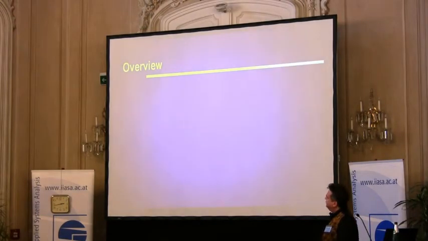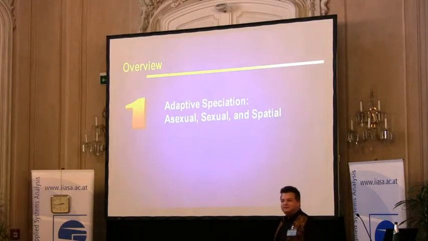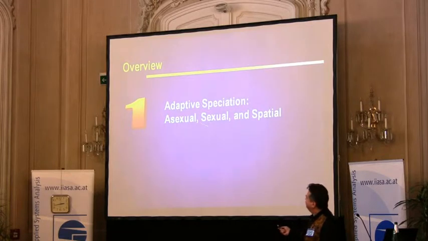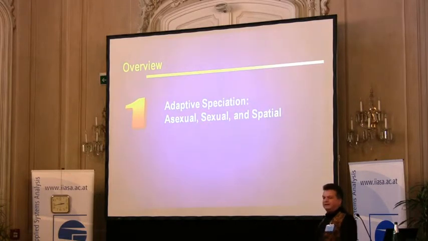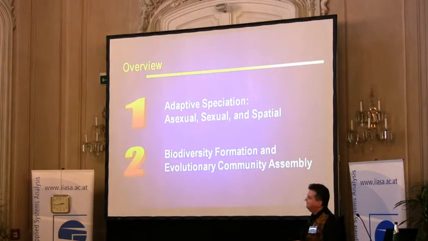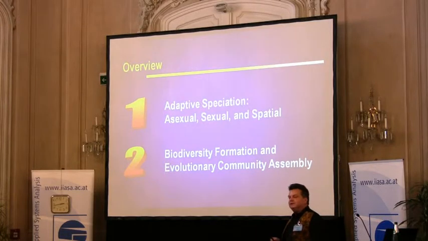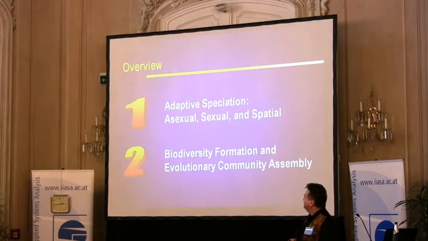Now let me get to the real part of my talk, which is structured in two sections. In the first, I would like to introduce the notion of adaptive speciation to you in its three facets, for asexuals, sexuals, and in spatial settings. And then in the second part, I would like to extend this to understanding the structure and emergence of ecological communities.